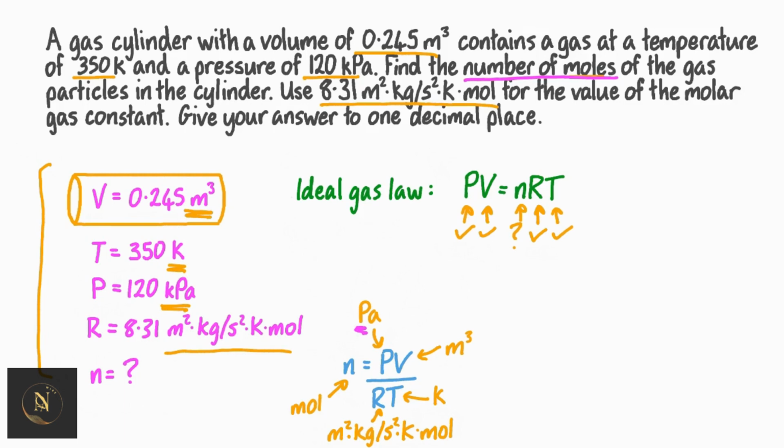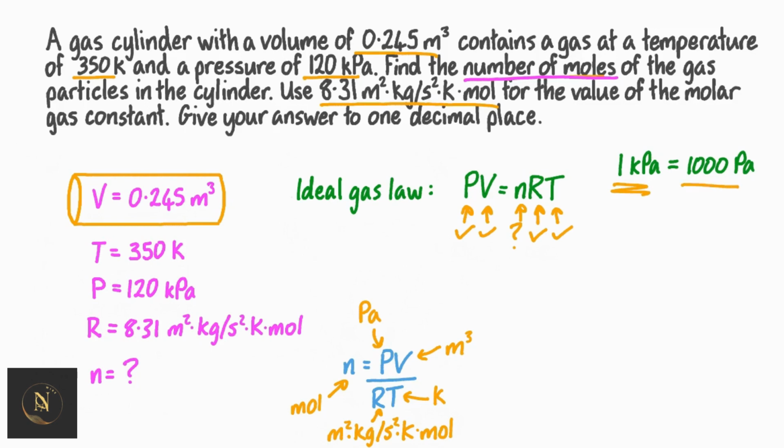That means that before substituting our values into this equation, we need to convert the pressure P from kilopascals into pascals. To do this, let's recall that the unit prefix K or kilo means a factor of 1000, and so 1 kilopascal is equal to 1000 pascals. That means that to convert a pressure value from kilopascals into pascals, we need to multiply it by a factor of 1000. So then our pressure P of 120 kilopascals is equal to 120 multiplied by 1000 pascals. This works out as a pressure of 120,000 pascals.